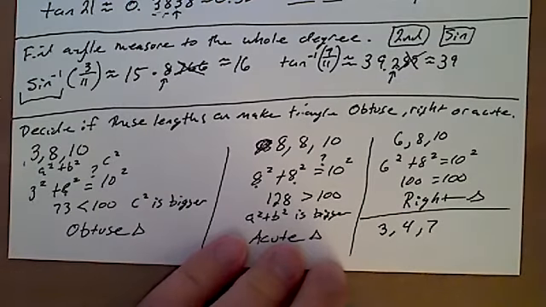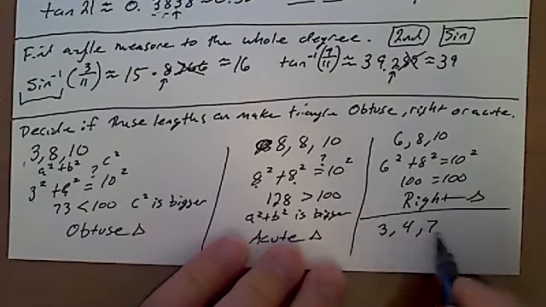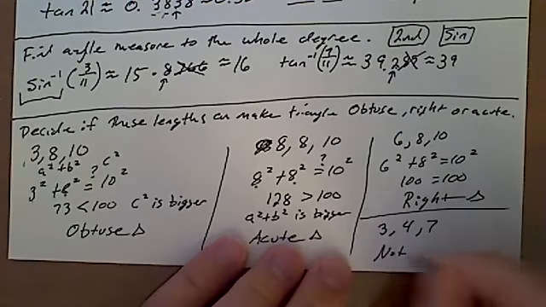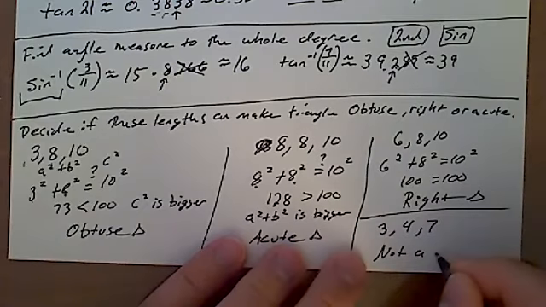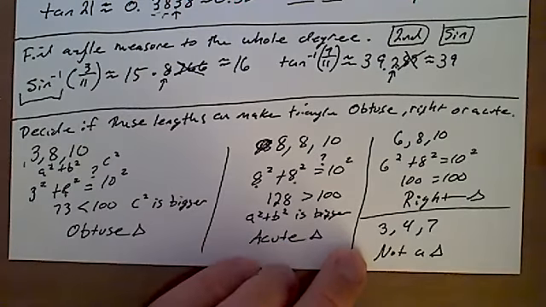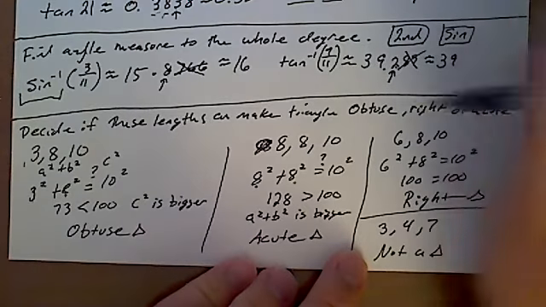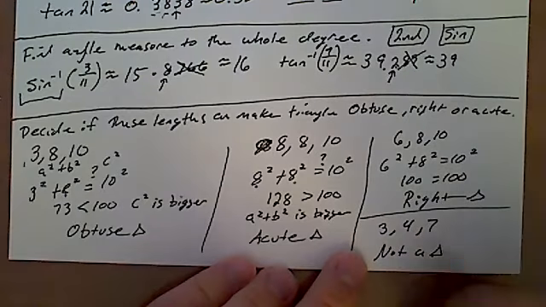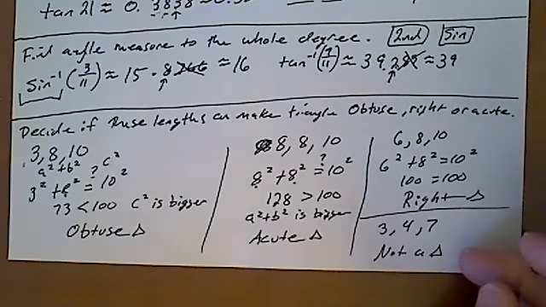And notice I don't have a lot of room here. 3, 4, and 7. 3 plus 4 is 7. 7 is not bigger than 7. This is not a triangle. Again, these are from a multiple choice drop-down menu. So the only choices you have are obtuse, right, acute, or this other option. I think it's "cannot form a triangle" or something like that in the actual test.